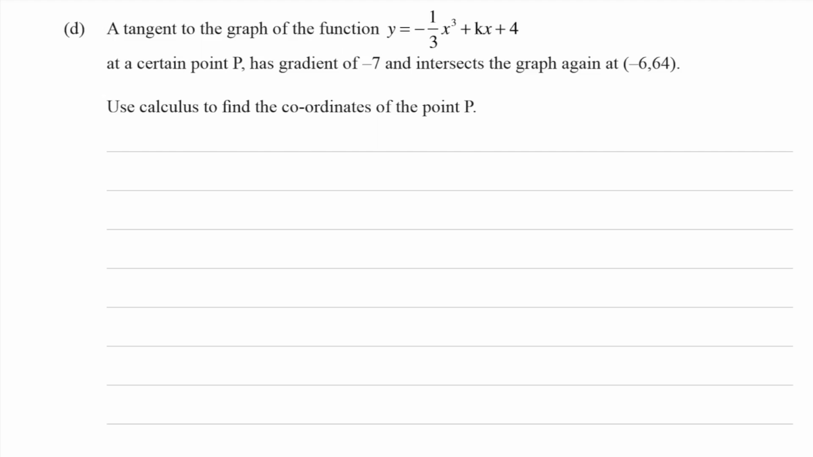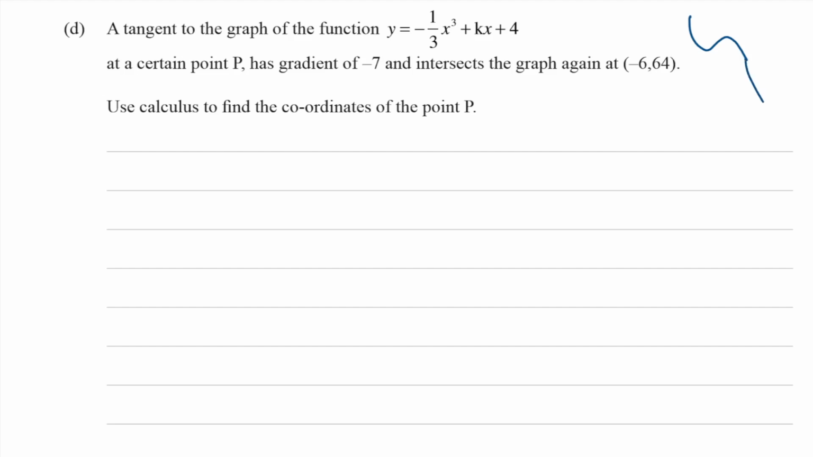Let's go on a tangent, where the tangent is actually just solving this problem. So this is an excellence problem. We are given a negative cubic, and we are told that at a certain point, P, a tangent has a gradient of -7. And it also intersects the graph again, so at a different point.